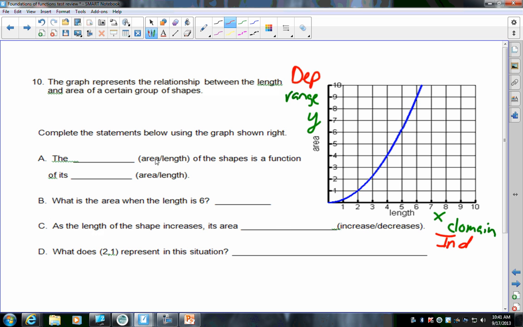Now it says the blank, so it's either the area or the length of the shapes is a function of one of the two. Okay. Function of is the same as saying depends on.